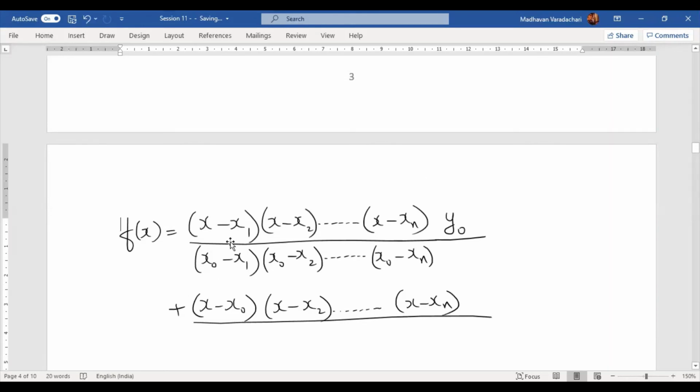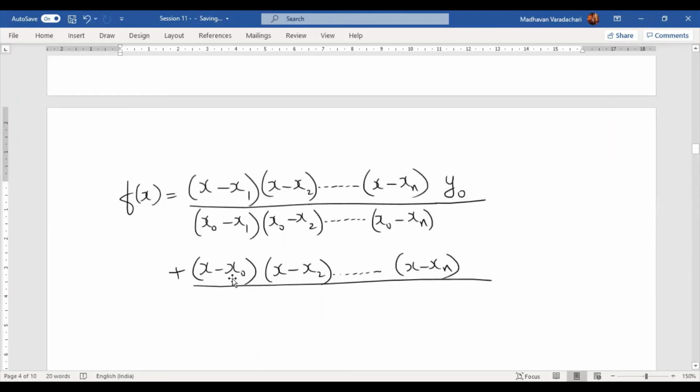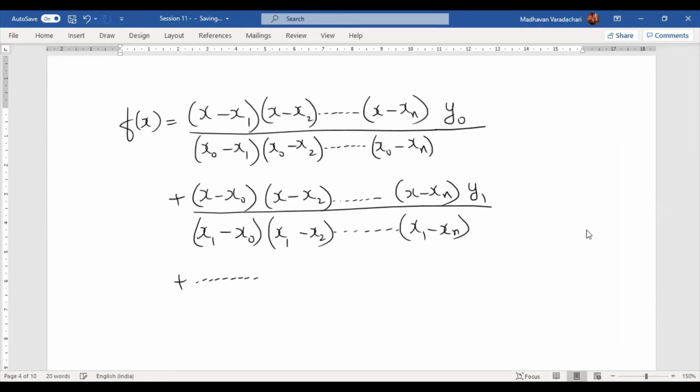You may notice a pattern here. Here in the numerator, x naught does not come. Instead, x comes. Whereas in the denominator, same thing. Instead of x, x naught is coming, right? Again, if you look into the second one, x is coming in the first term, whereas x1 doesn't come. x1 comes here in the denominator instead of x. Means everywhere instead of x, it will be x1. Subtraction will be the same. Here you will have y1. Plus and so on. Then in the last, you will have the same like this. Here you will have yn.